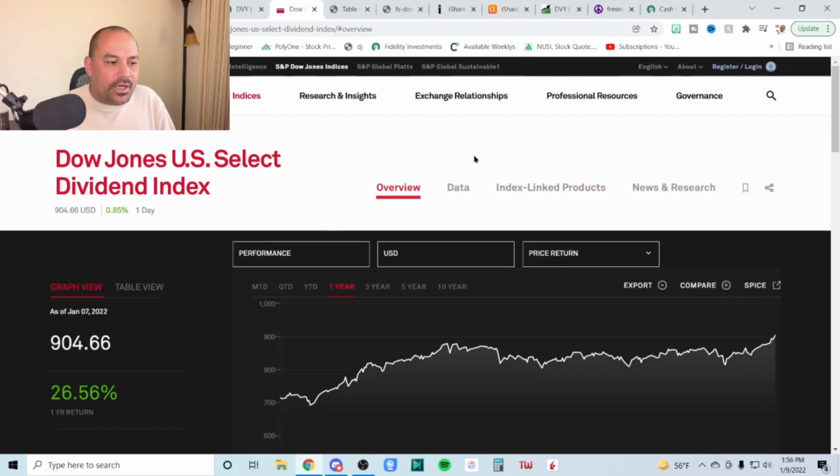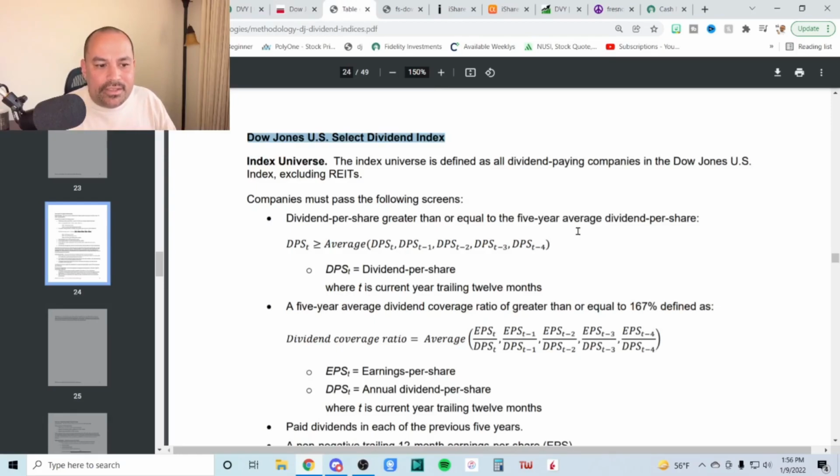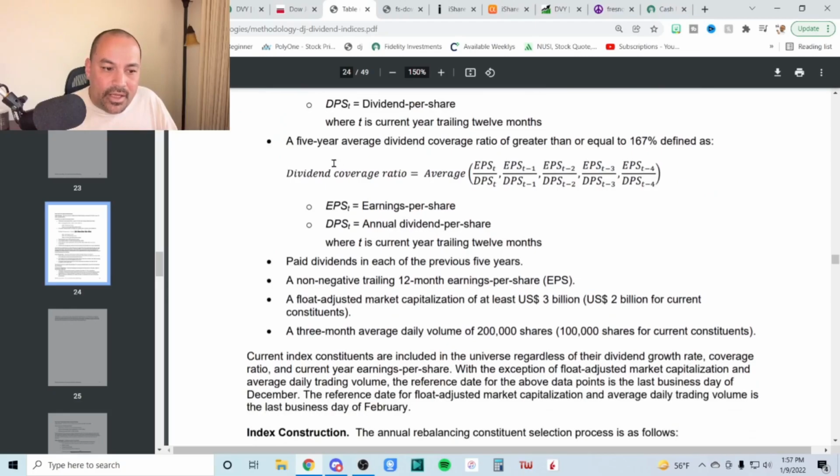So DVY, that's the Dow Jones US Select Dividend Index. Now, what is the index? The index is defined as all dividend-paying companies in the Dow Jones US Index, excluding REITs. To be included in the index, they need to have a dividend per share greater than or equal to the 5-year average dividend per share. They need to have a 5-year average dividend coverage ratio greater than or equal to 167%. They need to have paid dividends in each of the previous 5 years. A non-negative trailing 12-month earnings per share.